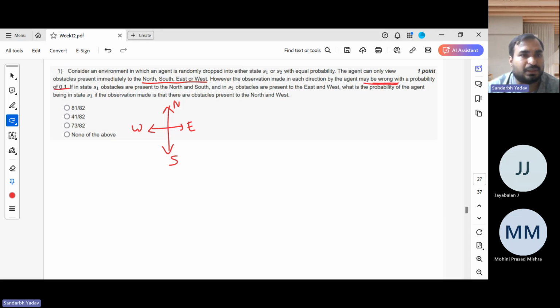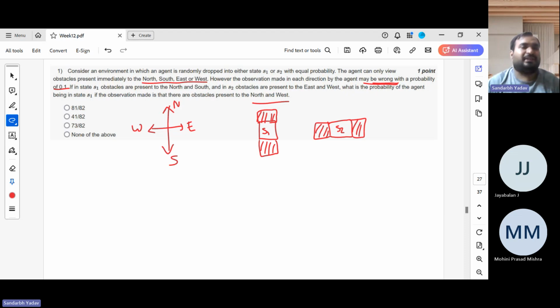Theta probability 0.1. So in state S1, there is an obstacle to the north and south. And in S2, obstacles are present to the east and west. What is the probability of the agent being in state S1 if the observation made is that there are obstacles present to the north and west?